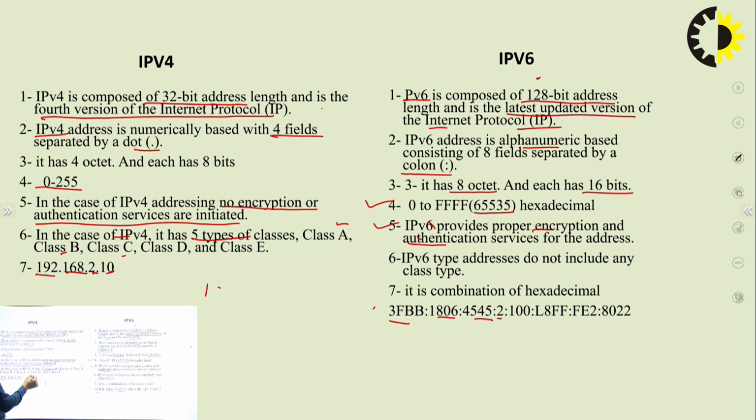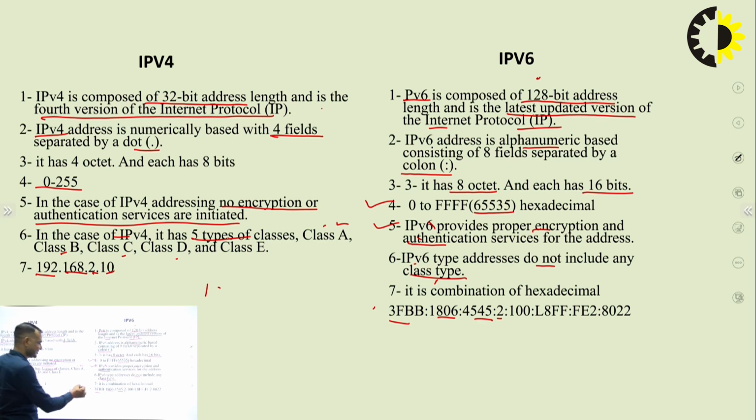And next, in case of IP version 4, it has 5 types of address classes: class A, class B, class C, class D, and class E. But in version 6, there is no type of address classes. When we are using IP version 6, there are no classes. But when we are using IP version 4, we are using class A, maybe class B, maybe class C, class D, and class E.